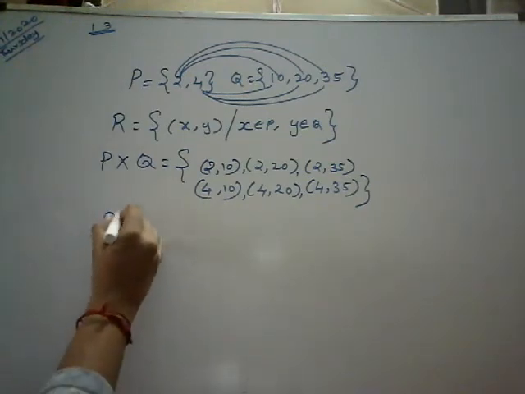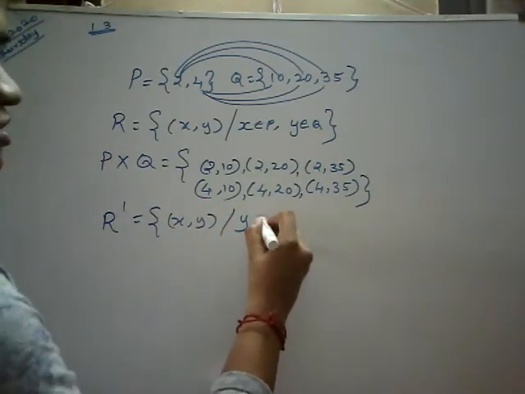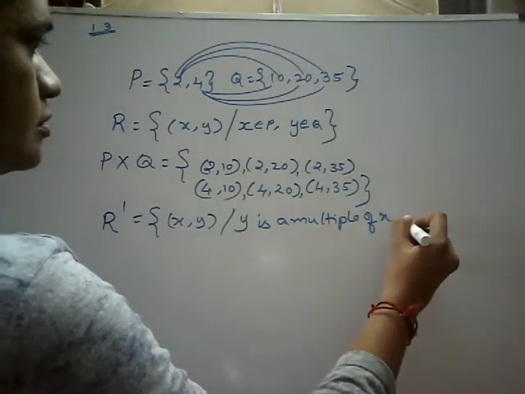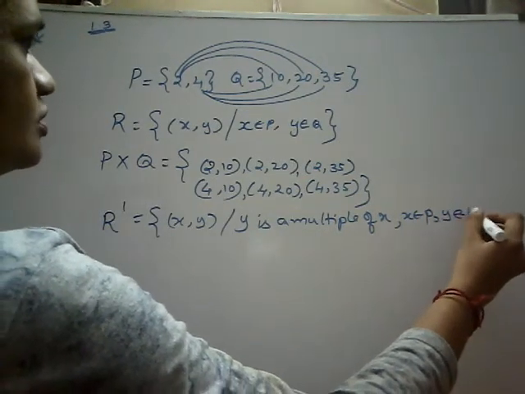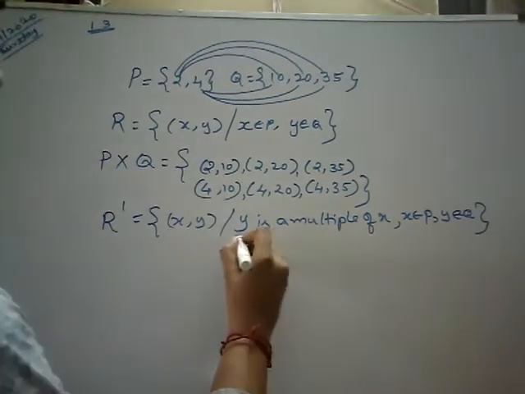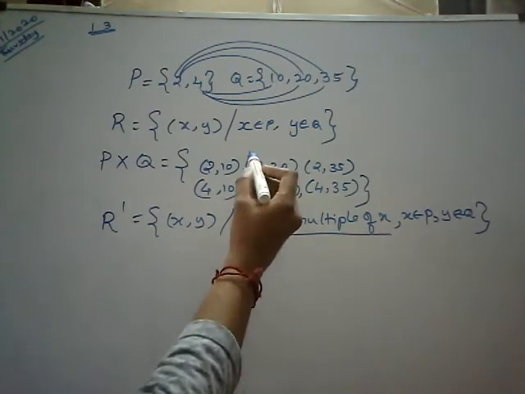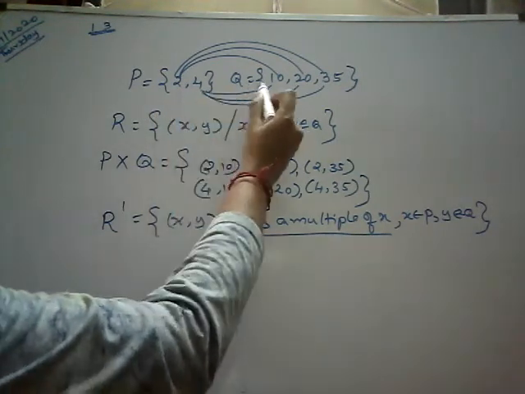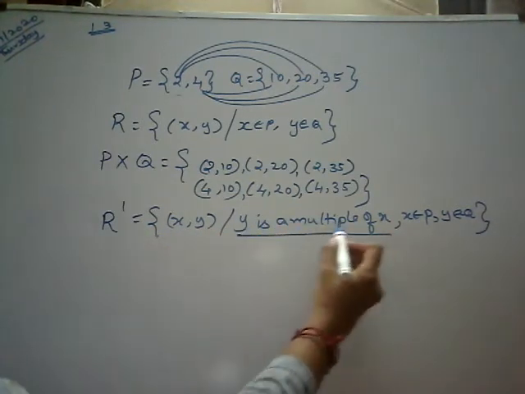Suppose R dash is a relation that contains (x, y) such that y is a multiple of x, where x belongs to the first set P and y belongs to the second set Q. So here the relation condition is given: y should be a multiple of x. See, the P set elements are listed as x and the Q set elements are listed as y. Here y should be a multiple of x.